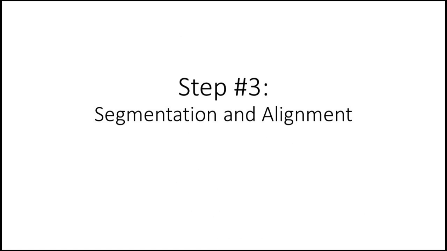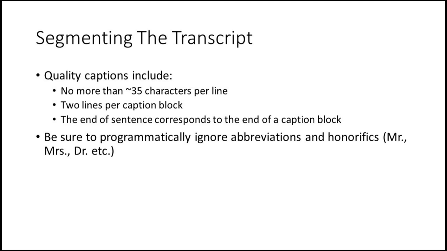Step 3. Segmenting and aligning the transcript. The next step in the process is to segment the transcript so that the sentences are broken into caption-ready chunks. In keeping with best practices in captioning, we are interested in creating caption blocks that do not exceed 35 characters per line. We also want to have caption blocks that have 2 consecutive lines, when possible, which can help reduce the frame rate of the captions and make them easier to read.